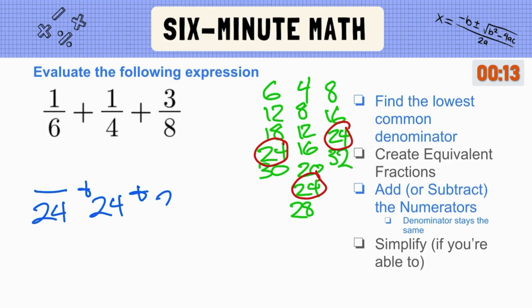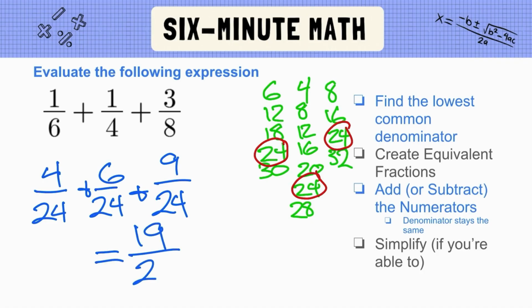I create my equivalent fractions. 4 over 24 plus 6 over 24 plus 9 over 24. I add all of those together and I get 19 over 24. That answer cannot be reduced, therefore it will be my final answer. Those are all the examples we have today for adding fractions.